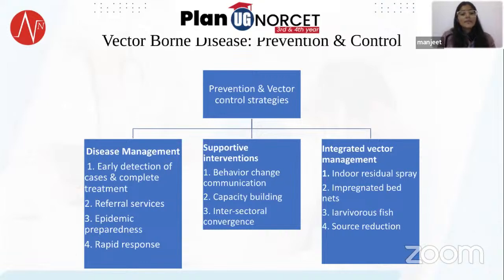Next is epidemic preparedness. These 6 diseases are very prone to become epidemic at any point of time, provided the favorable situations are there. So at any point of time, we need to be prepared for the epidemic. So epidemic preparedness is a very peculiar characteristic of this particular program. Rapid response. If there is an epidemic, then we have to respond in the most rapid way. Right? Going to supportive interventions.